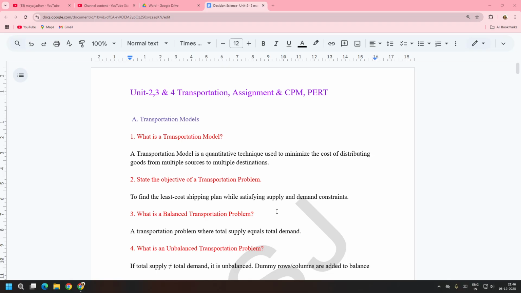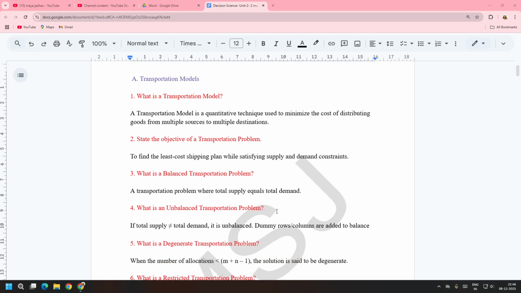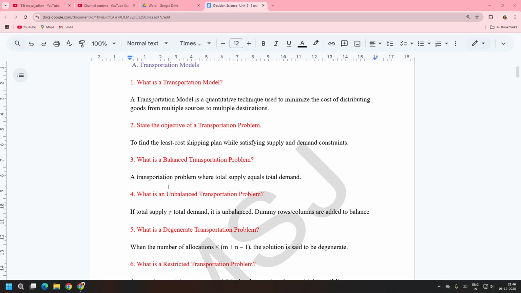What is a balanced transportation problem? A transportation problem where total supply equals total demand. What is an unbalanced transportation problem? If total supply is not equal to total demand, it is unbalanced. The rows or columns are added to balance it.